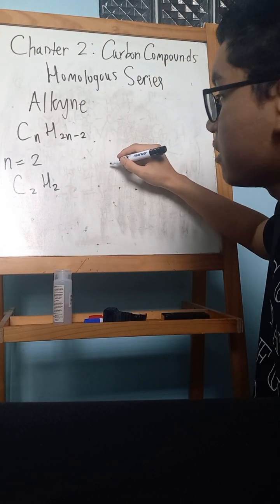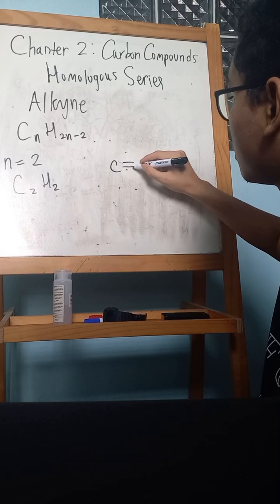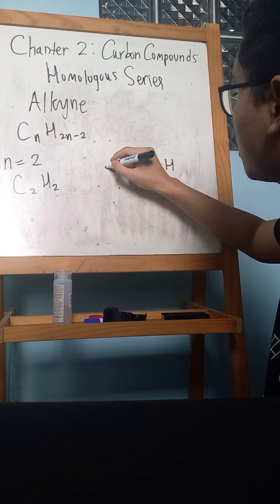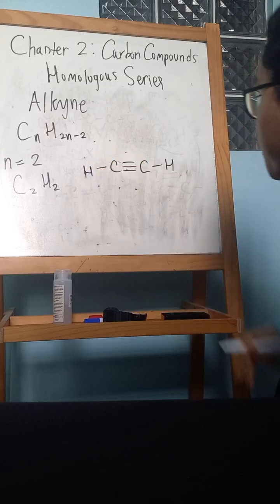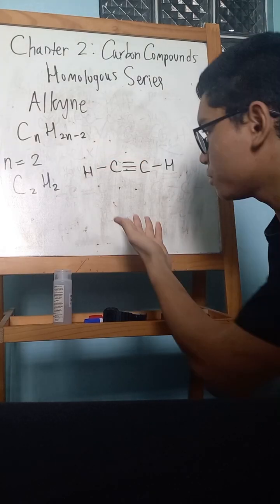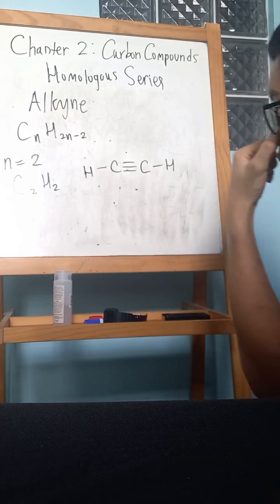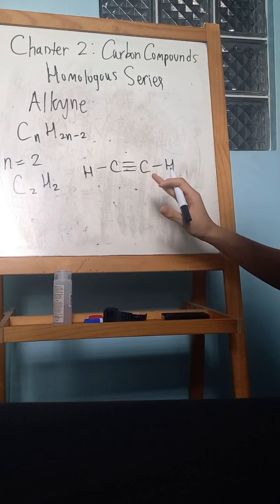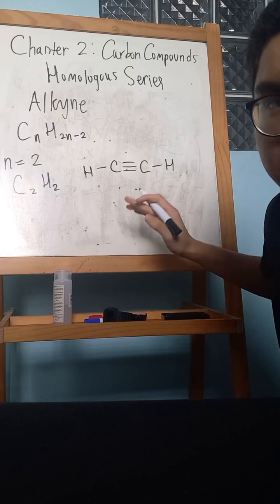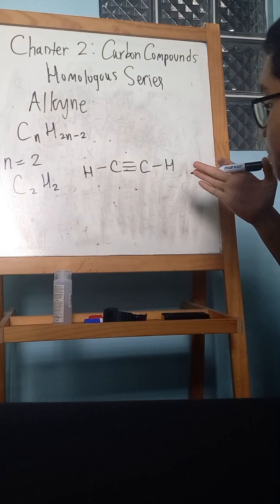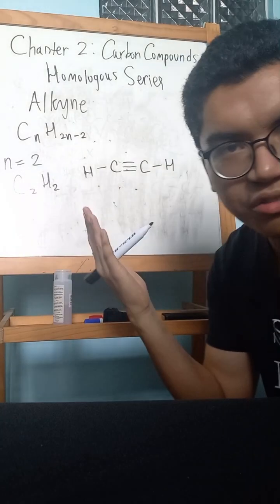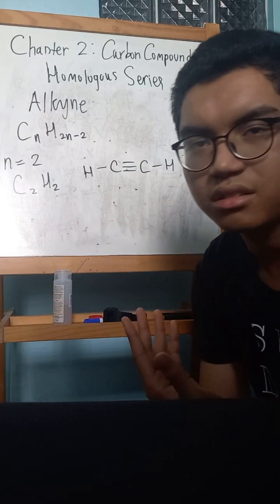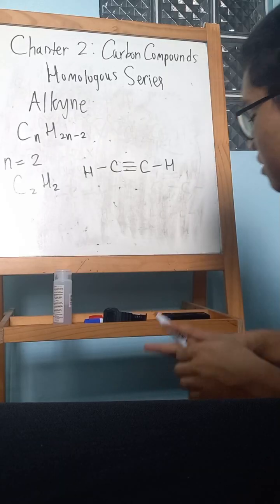Now, it's supposed to look like this. This is what we call a triple bond. See, since you can absolutely fit more hydrogen atoms inside, it's also considered an unsaturated hydrocarbon. Alkynes are not really important in this chapter, so you don't have to remember this.